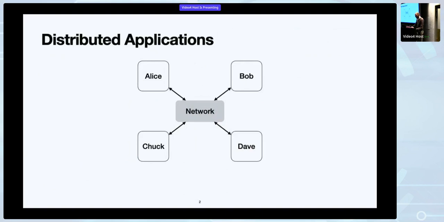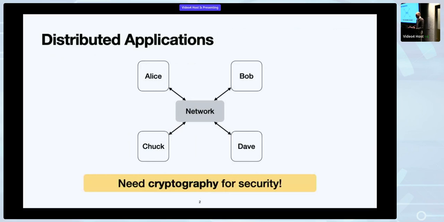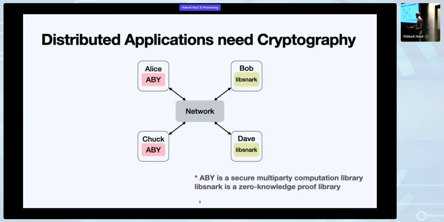The thing about distributed applications is they're a pain to write because you have a bunch of mutually distrusting parties communicating over an untrusted network, so you have to manually chop up your application into little pieces and make sure you do that correctly. And on top of that, if you want any sort of security, you probably need to use cryptography. So really, this is what your application looks like.